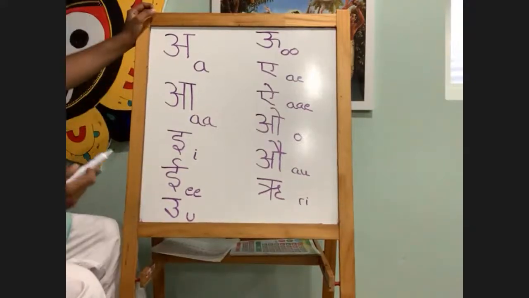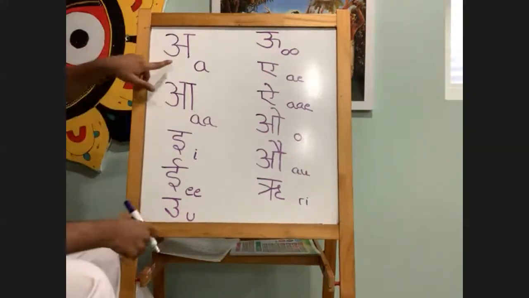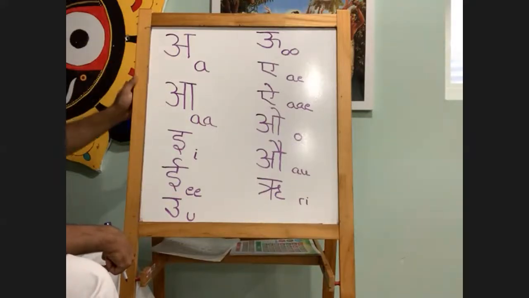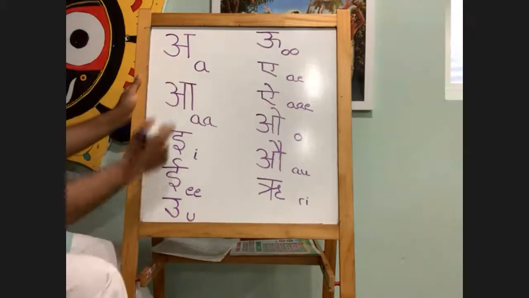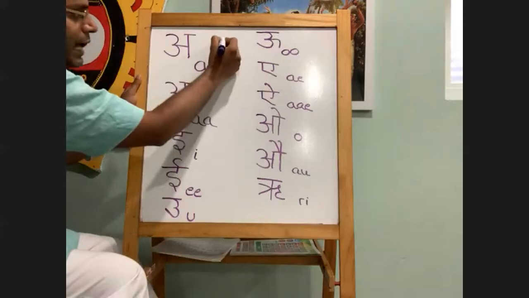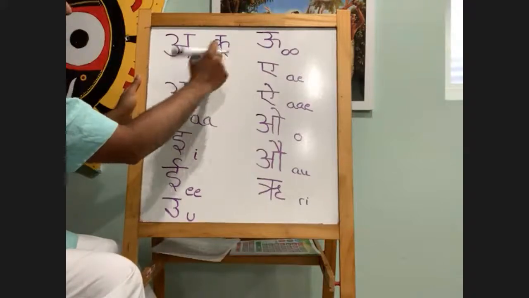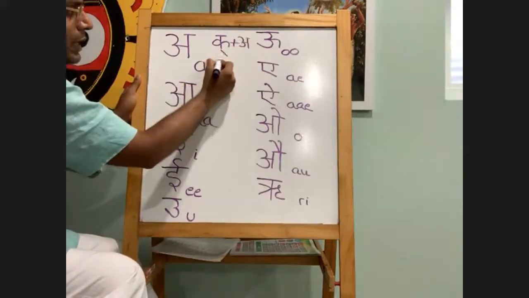So what are these matras? How are they represented? An a sound is included in every letter of Devanagari. So ka, kha, ga, gha: every letter has a sound of a. So basically, if we have to write every letter, K as a half K, which is represented as this line at the bottom, plus A, then it becomes K.